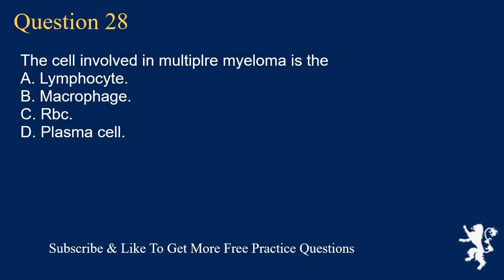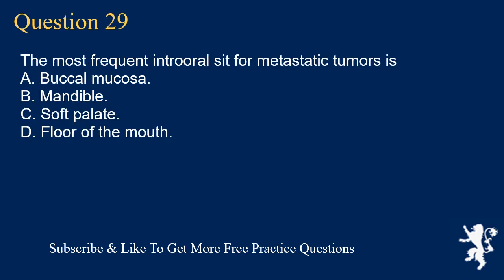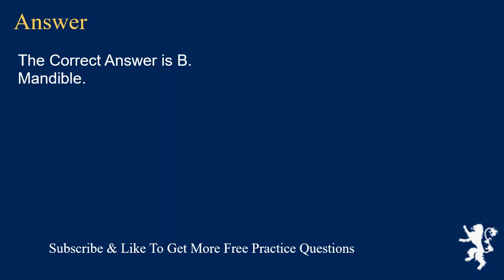Lymphoma. Question 28. The cell involved in multiple myeloma is the A. lymphocyte. B. macrophage. C. RBC. D. plasma cell. The correct answer is D. Plasma cell. Question 29. The most frequent intraoral site for metastatic tumors is A. buccal mucosa. B. mandible. C. soft palate. D. floor of the mouth. The correct answer is B.